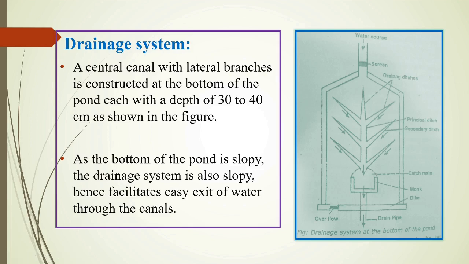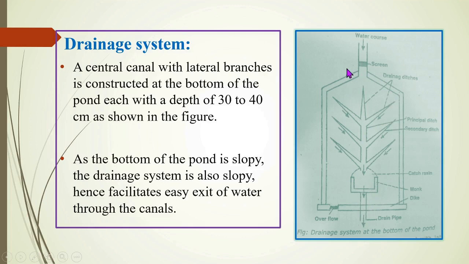The next important factor is drainage system. A drainage system is used to empty the pond. A central canal with lateral branches is constructed at the bottom of the pond, each with a depth of 30 to 40 centimeters as shown in the given figure. As the bottom of the pond is slopy, the drainage system is also slopy, hence facilitates easy exit of water through the canals.